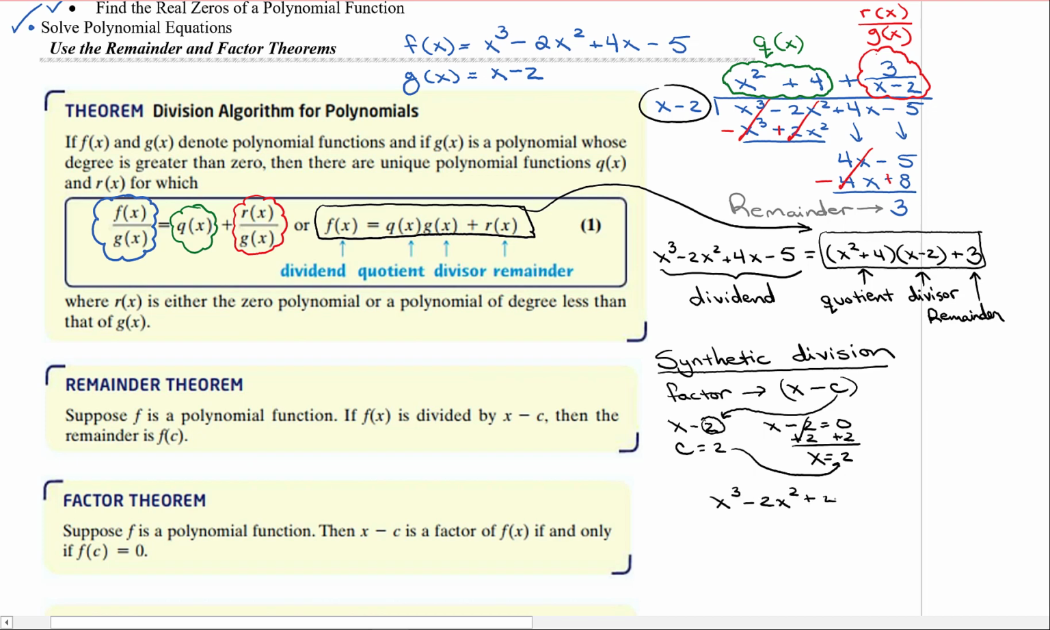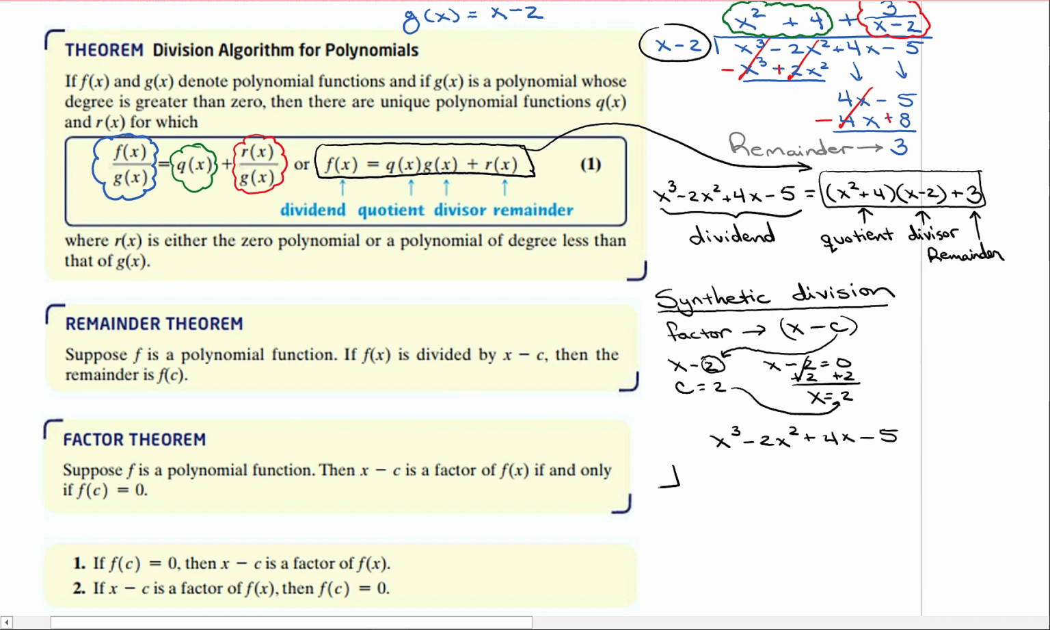So I would write the 2 over here to the side. Actually, first let me write down my dividend, because I want to make sure that when I use synthetic division, I write out my dividend in descending order, and I'm accounting for all the coefficients. Even if it's missing a term, like an x squared term, I still need to account for it with a 0 coefficient. So this is how we do synthetic division.